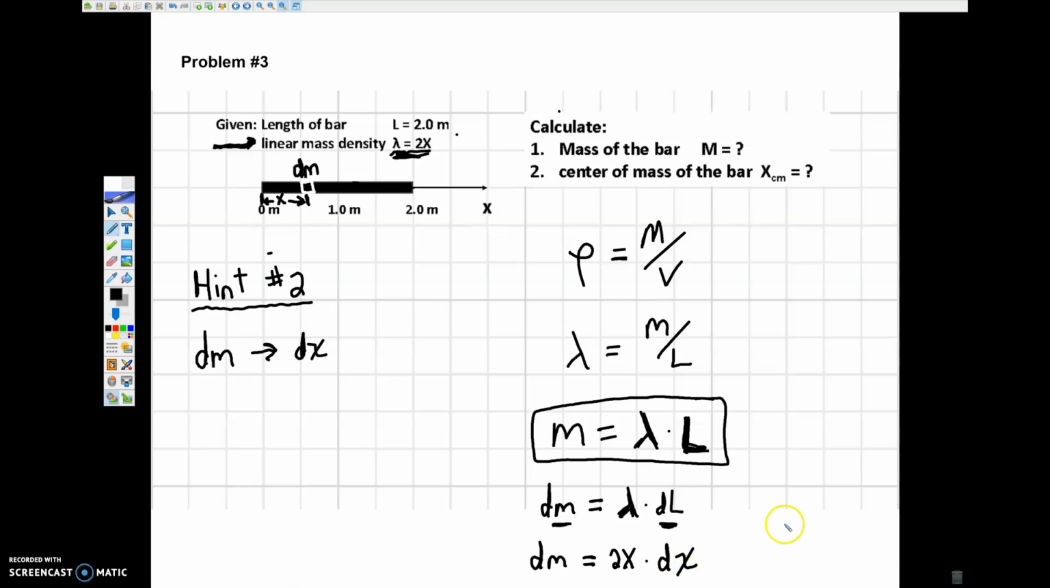So this time we're going to transform dm's into dx's using the fact that each little dm, each dm up here, corresponds to a little change in the length dx. And this is how to transform between dm and dx.